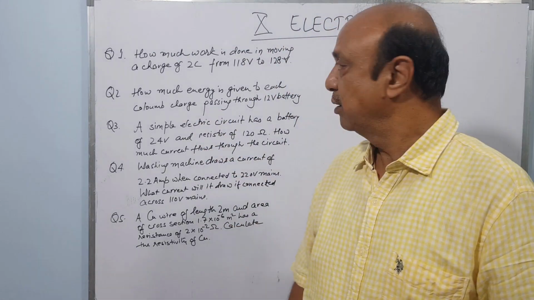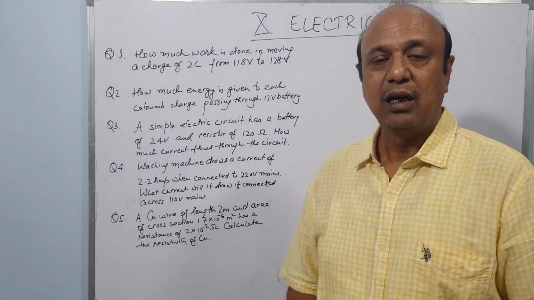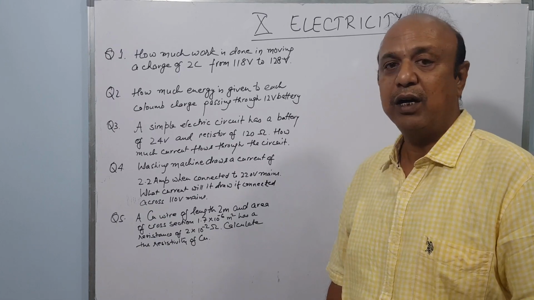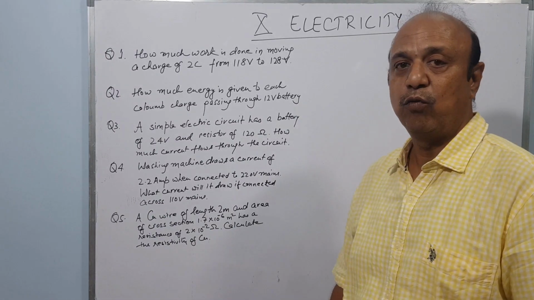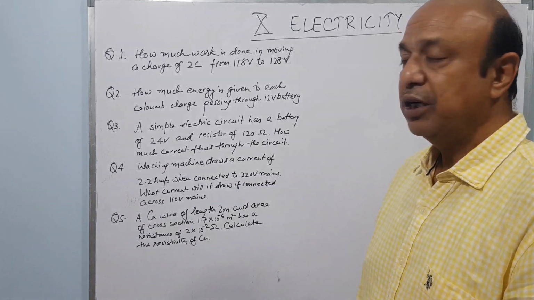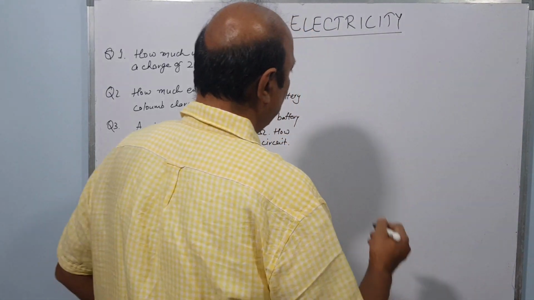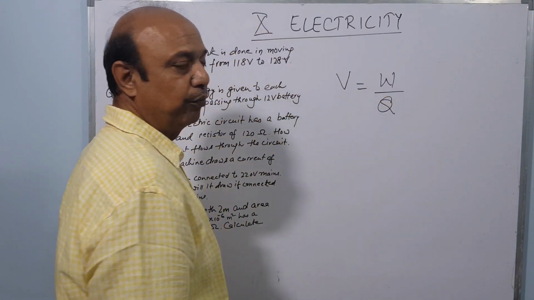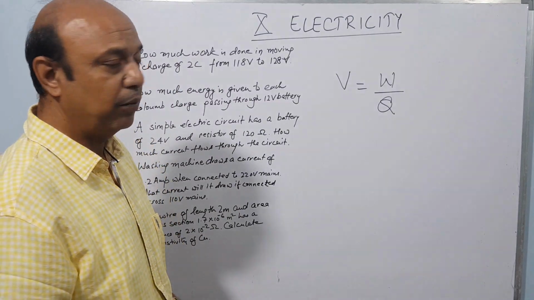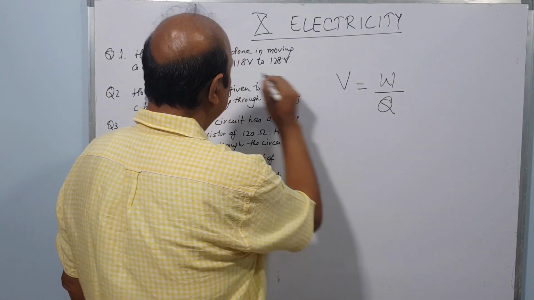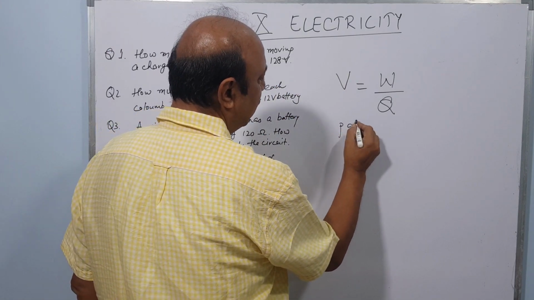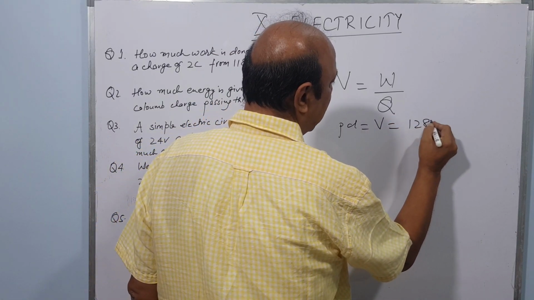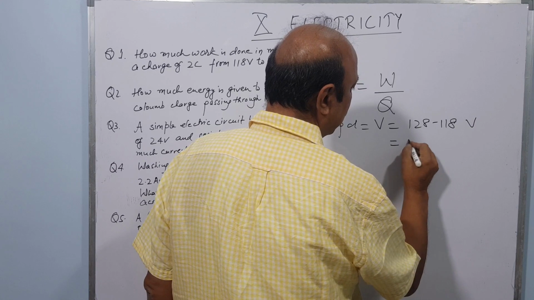The first question: how much work is done in moving a charge of 2 coulombs from a potential of 118 volts to 128 volts? The question is very simple. We all know V is equal to W upon Q. That is the formula we have studied for potential difference. In this case, the potential difference, also written as PD, or V, is equal to 128 minus 118 volt, that is equal to 10 volt.